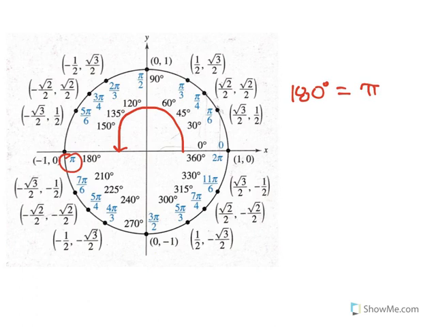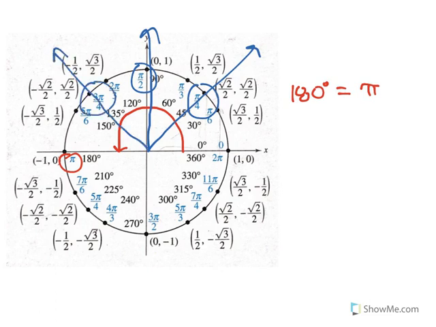So you can have half of a half revolution, so that would be half of pi, or pi over 2. You can have a quarter of a half revolution, that would be pi over 4. You can have 3/4 of a half revolution, that would be 3 pi over 4. You can have 1 1/4, or 5 pi over 4.